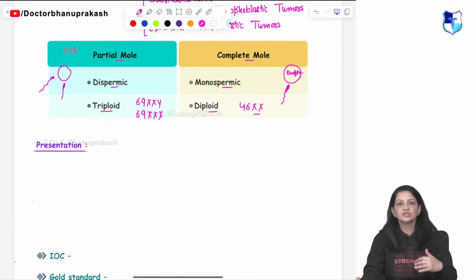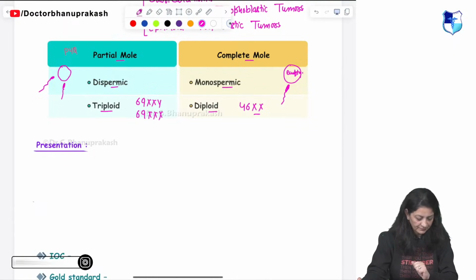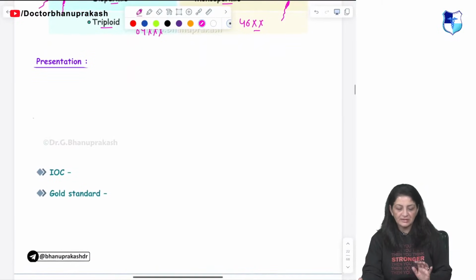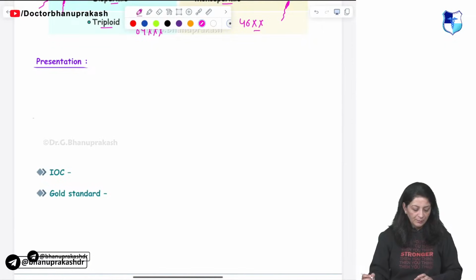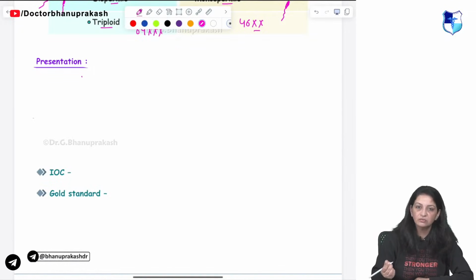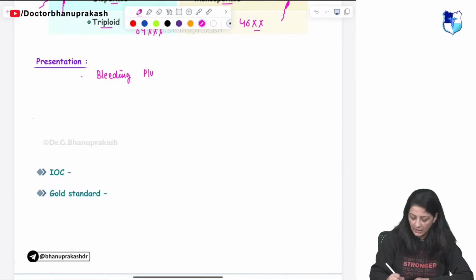So there is a duplication of chromosomal numbers, 46XX. Clear? Now, what is the presentation of molar pregnancy? So first of all, patient will come, yes, partial mole, P57 will be present. Yes. So presentation, first of all, patient will come with complaint of bleeding per vaginum in early pregnancy.